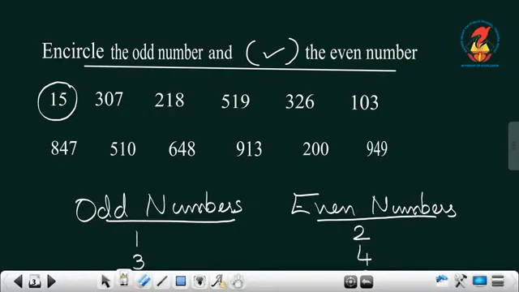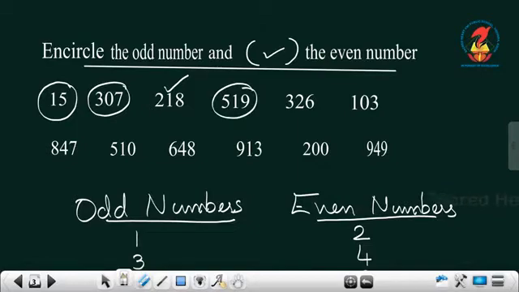307, which is the number in the ones place? 7. 7 is an odd number. So, you have to encircle the whole 307. 218. In the ones place we have 8. So what number is that? It's an even number. So you will put a tick sign. 519. Look at the number in the ones place. It's 9. It's an odd number. You have to circle it.